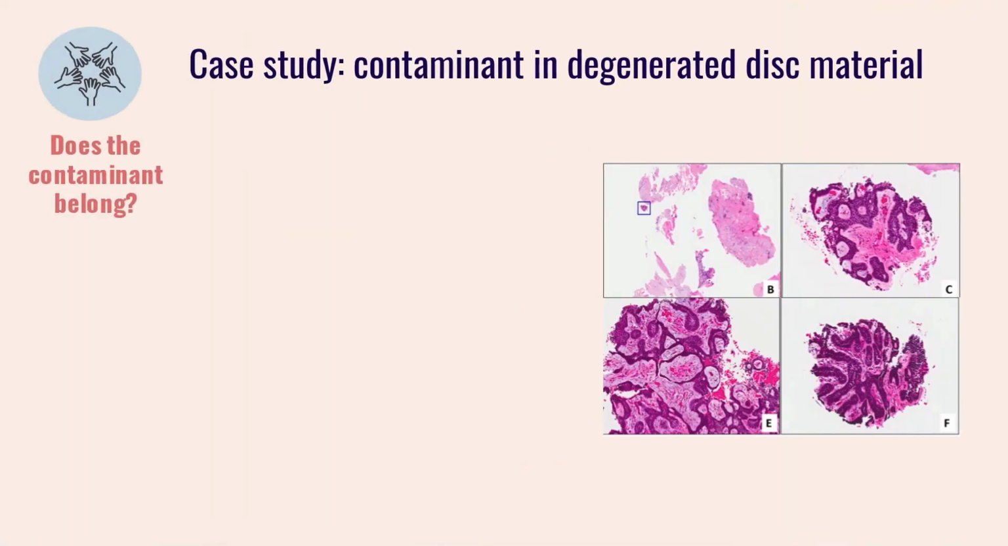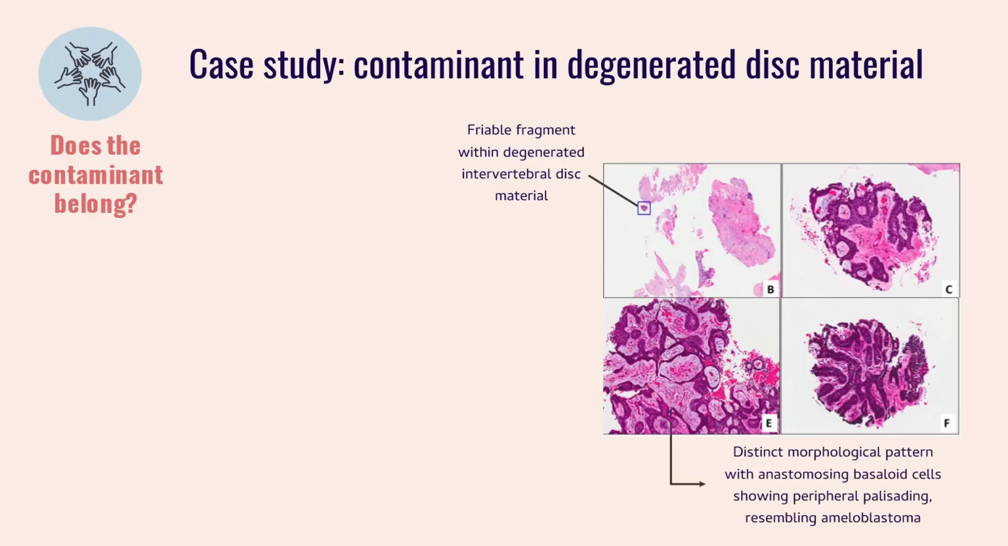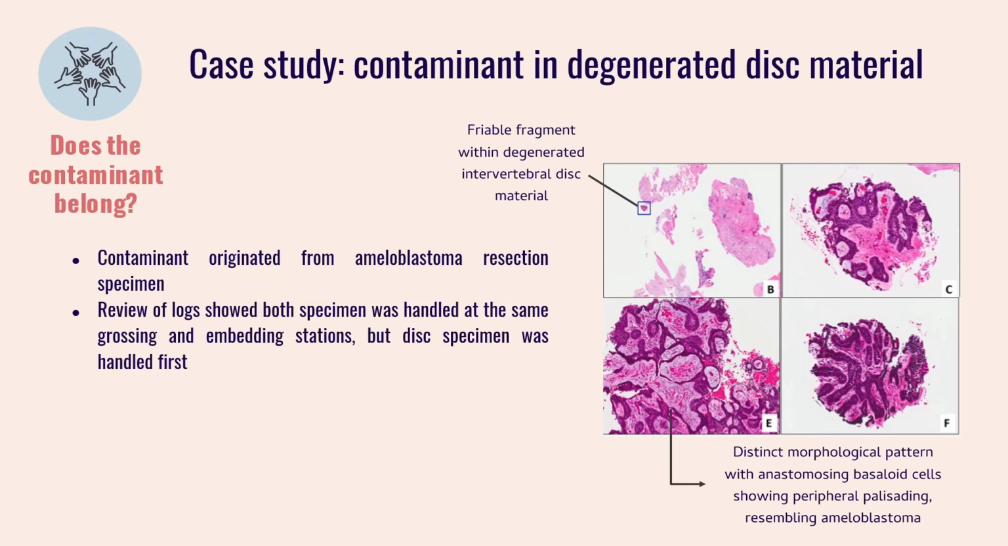This is a case of a degenerated disc material containing an unusual malignant fragment that was present in multiple sections and a short distance away from the main tissue. Upon closer inspection of this unusual fragment, we see distinct morphological features of anastomosing basaloid cells with peripheral palisading, which is reminiscent of an ameloblastoma. Indeed, this tissue was investigated and found to be a contaminant, which originated from an ameloblastoma resection specimen handled in the same grossing and embedding stations. However, review of the logs showed that the disc specimen was handled first in both stations.